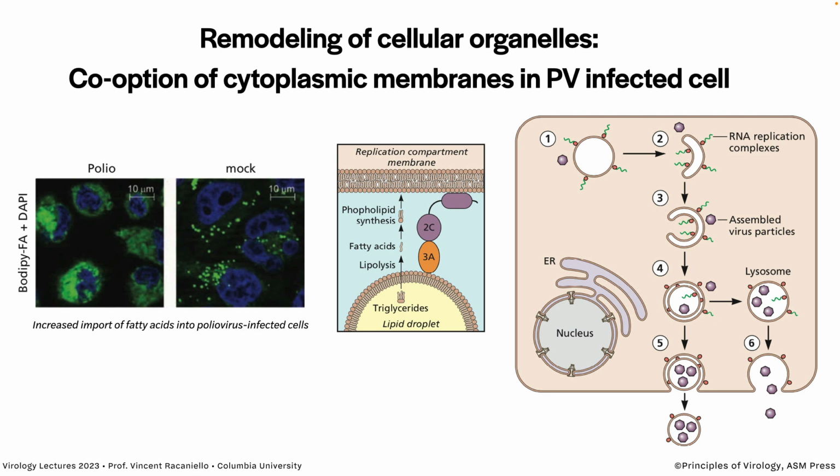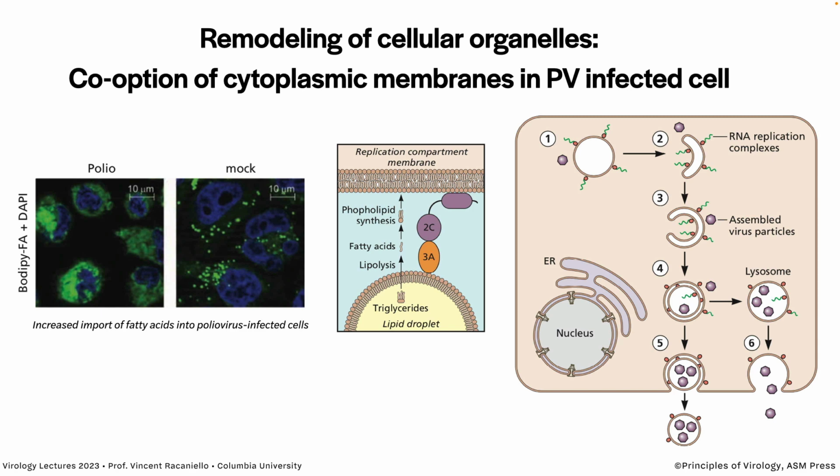And so here in poliovirus-infected cells, we see a similar experiment. We see increased import of fatty acids into virus-infected cells. These are virus-infected cells stained with a dye that turns green when fatty acids are present. Mock-infected cells, much less import of fatty acids.